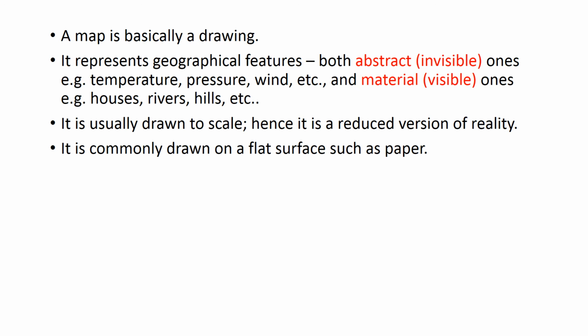Maps are usually drawn to scale. They are usually reduced to a version of reality. When you see a big area on a map, and the map is a small sheet, you begin to wonder what is happening. But you have to convert the scale to reality to know how big it is.